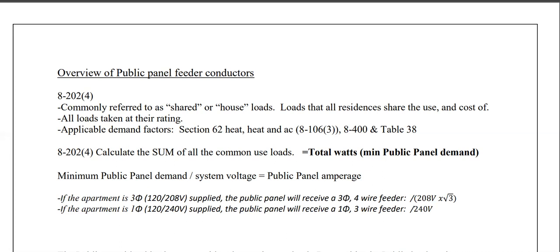Now remember, if the apartment is three-phase, the public panel will receive a three-phase 4-wire feed. So that means your voltage is 208 times root 3. If the apartment is single-phase, then obviously the public panel receives a single-phase 3-wire, and the divisor is 240.